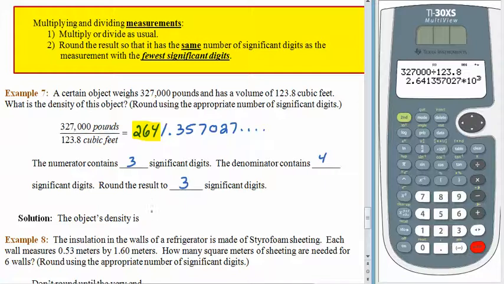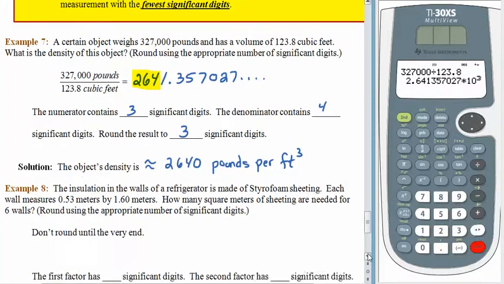So we would say that this object's density is approximately 2,640 pounds per cubic foot. And we would never even think about reporting all of those decimal places to the right.